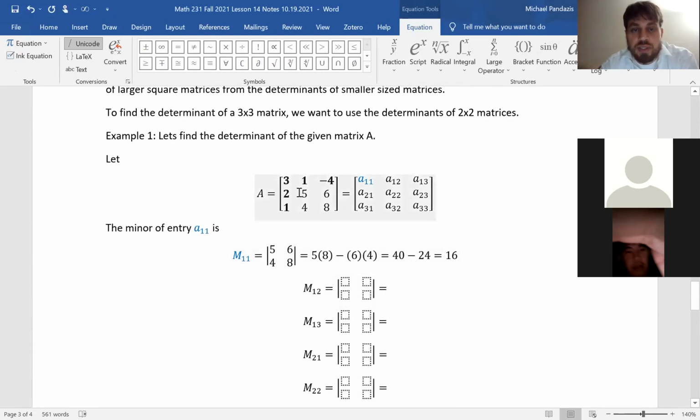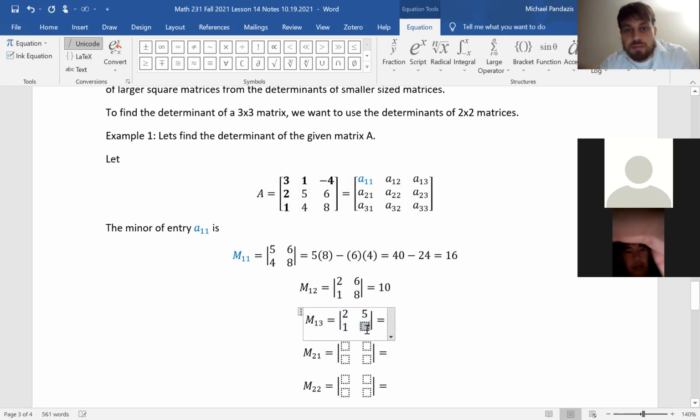Okay, so this is M12: you get rid of the first row and second column. You get rid of the first row because of the 1, and the second column because of the 2. You're left with 2, 6, 1, 8. That's equal to 16 minus 6, which is 10. And then M13, you get 2, 5, 1, 4, and so that's 8 minus 5, which is 3.